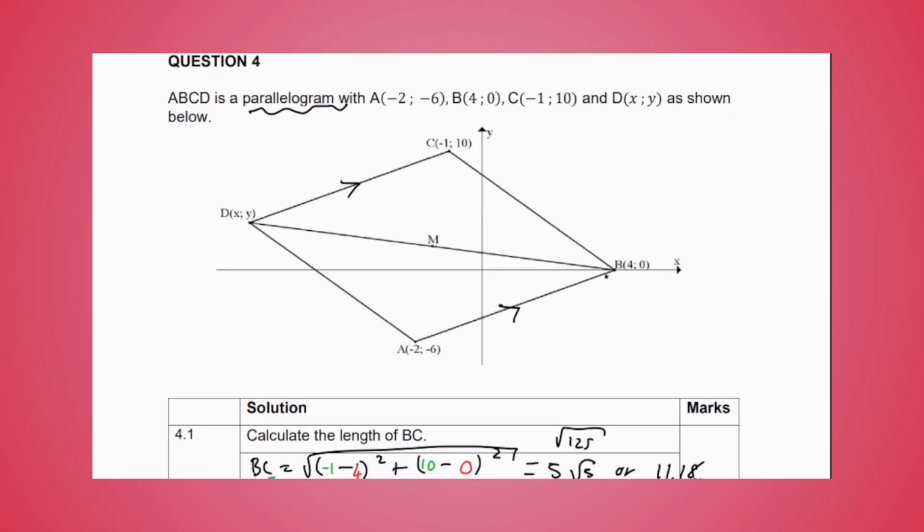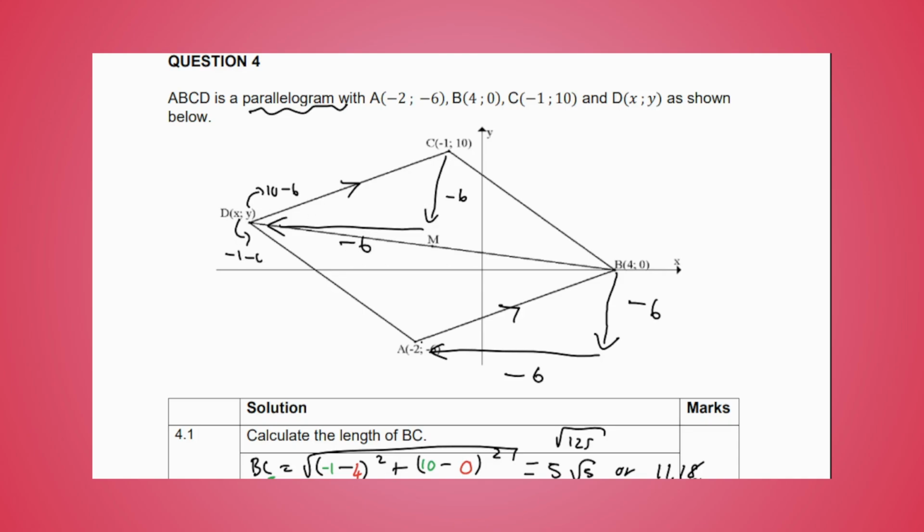Alternatively, you can ask yourself what is happening here. From this 0 to that negative 6, we are minusing 6. So you take 10 minus 6. And then what's happening from the 4 to the negative 2? We're also minusing 6. So we also minus 6 this way. So then we'll get minus 1 minus 6. So we have negative 7 and we have 4, which is the exact same answers we got earlier.